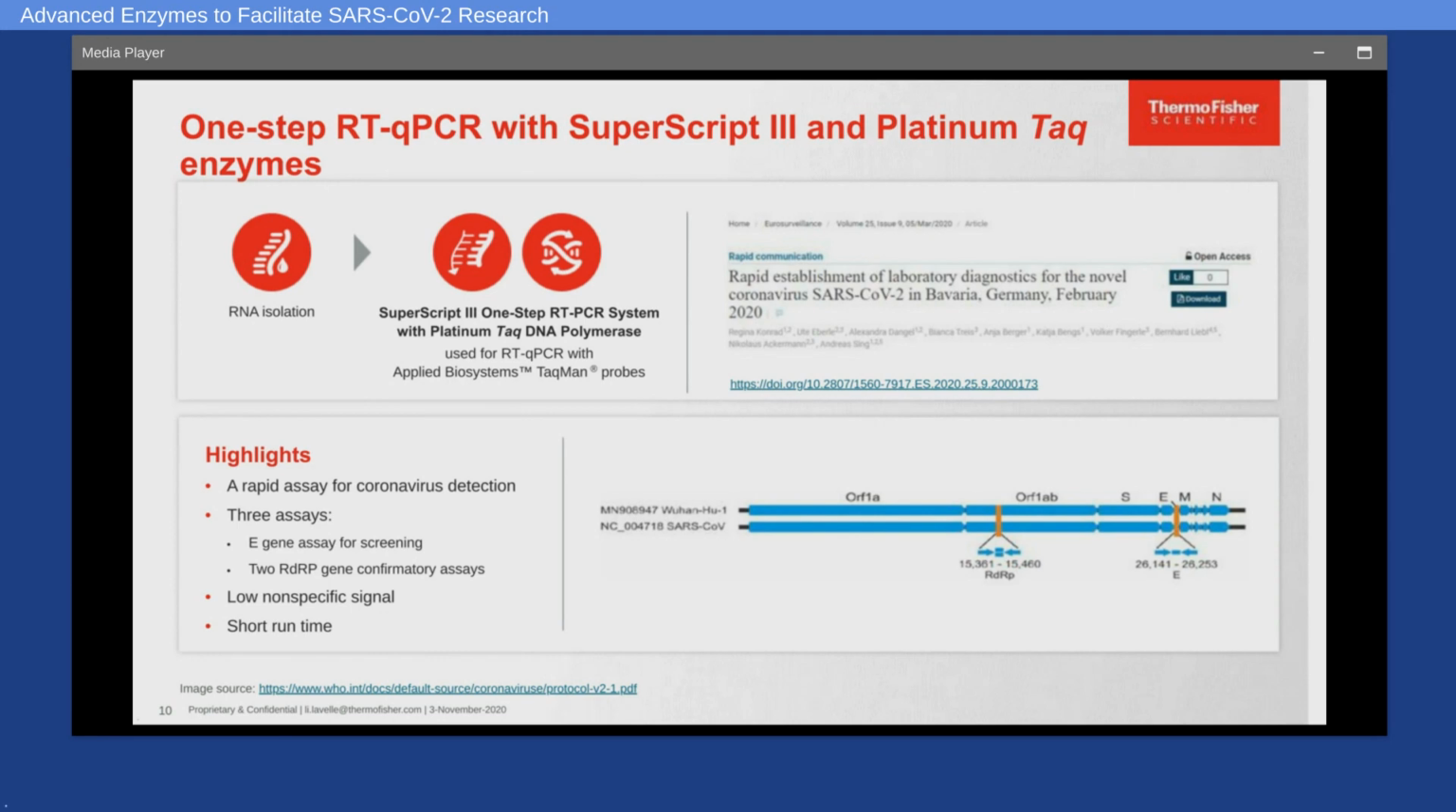The unspecific signals were significantly reduced in the SuperScript 3 one-step setup compared to Quantitect, another RT enzyme, which was used as a reference. This protocol is demonstrated to be a fast and sensitive protocol for virus detection. The protocol can be downloaded on the WHO website. I listed a link on the bottom of this slide for your reference.